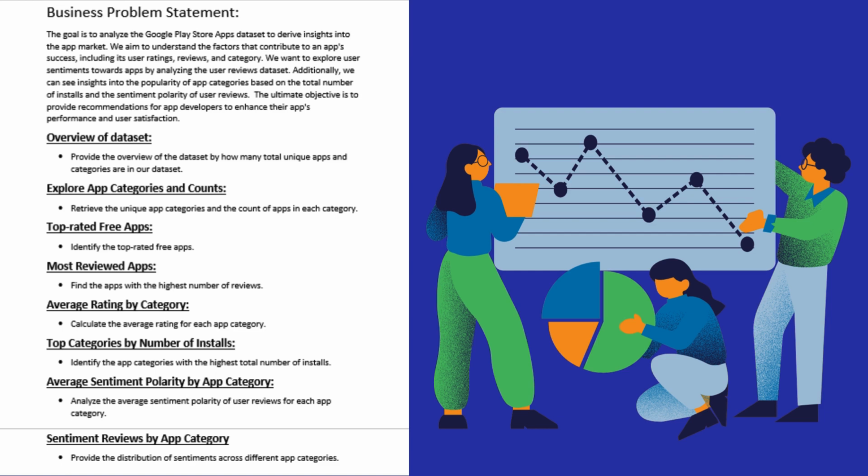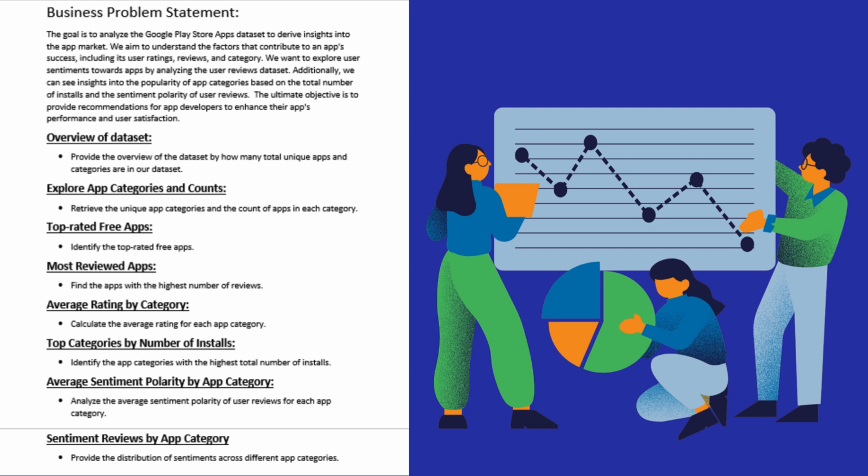In our analysis, first you have to give an overview of the dataset by providing the total number of unique apps and categories in our dataset. Secondly, you have to find the total number of categories and how many apps belong to these categories. And the next thing, we have to define the top rated free apps.